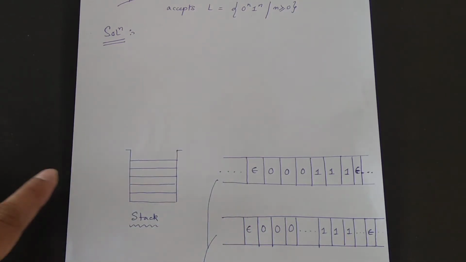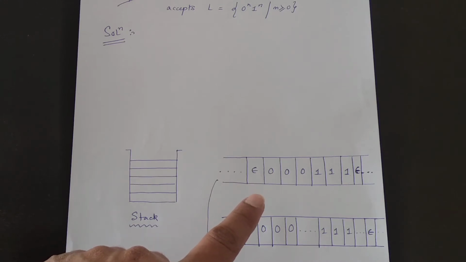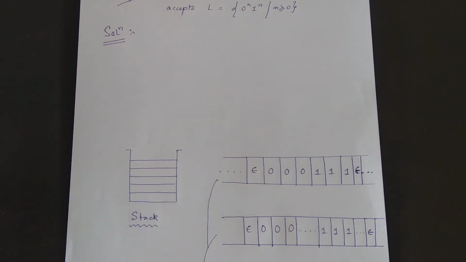Okay. Now, in the first infinite tape, I have taken the value of n as 3. So the string will be 0, 0, 0, 1, 1, 1. Okay. Now, let us check how this is working.